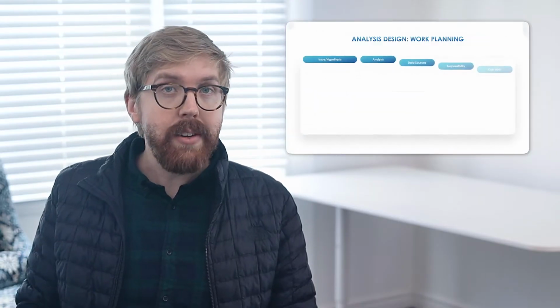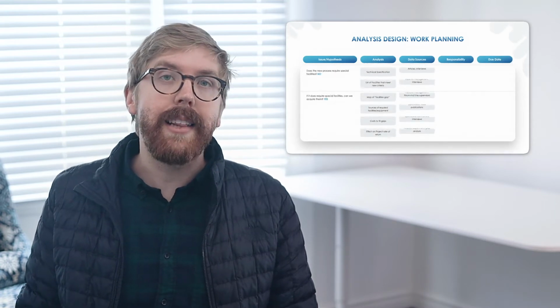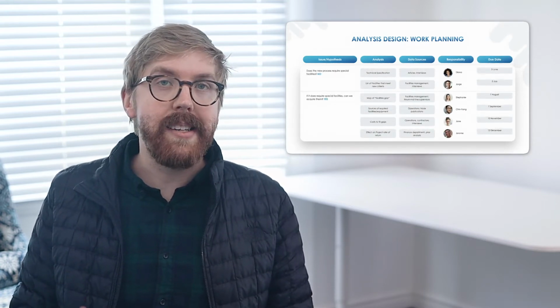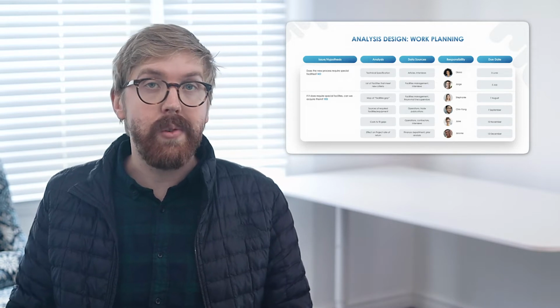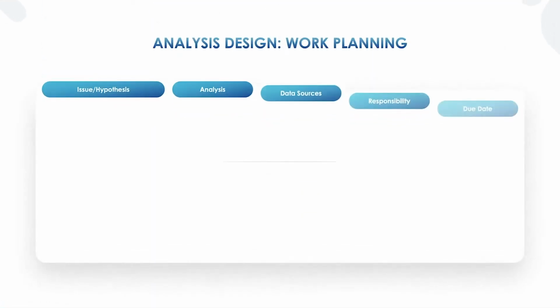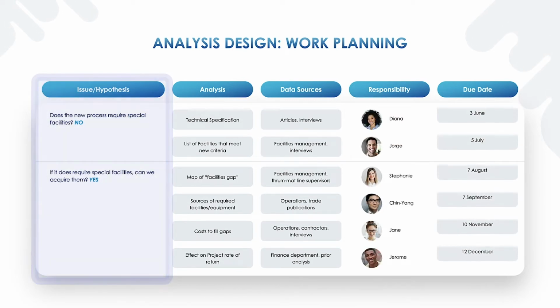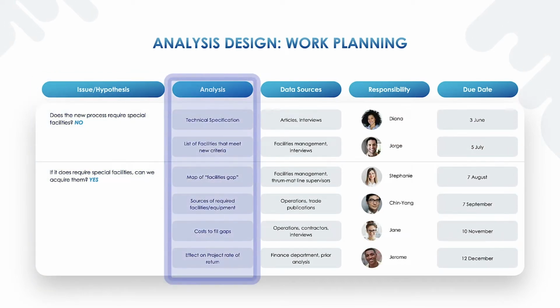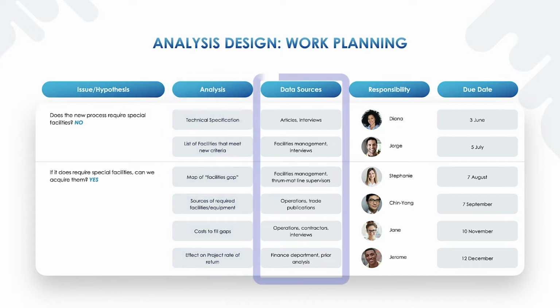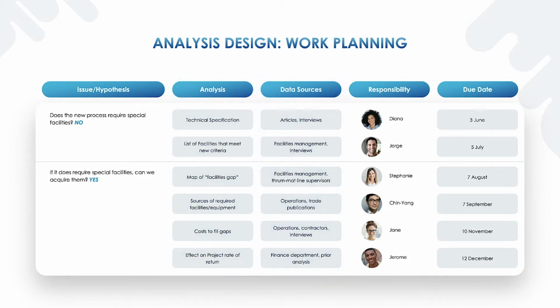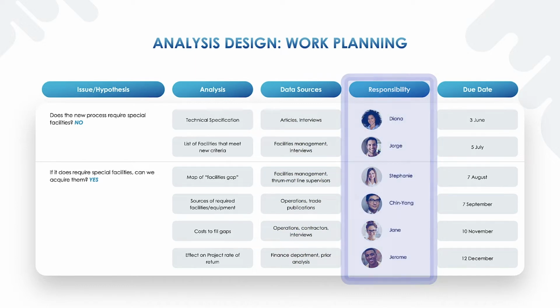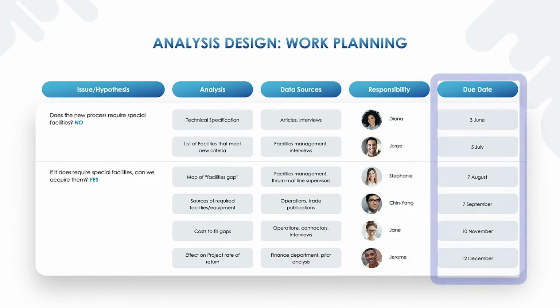Work planning is actually a problem-solving tool in that it lays out the work plan and timelines and assigns roles and responsibilities to address issues. In this work planning sheet, the first column in the table covers the issue and hypothesis, followed by the analysis that needs to be done to address the issue, the data sources used, like customer surveys or extensive market research, the role of the stakeholder or team responsible, and the date due.